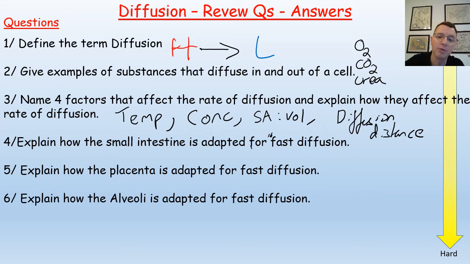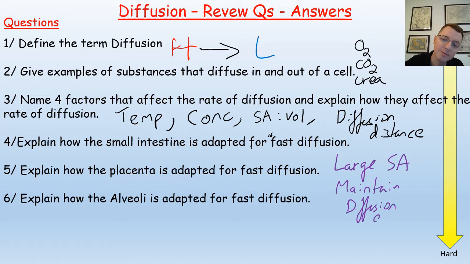Well, we need to make certain that we talk about having a large surface area. We need to talk about having good blood supply to maintain the diffusion gradient. We need to talk about having thin walls so that we have a short distance for diffusion.